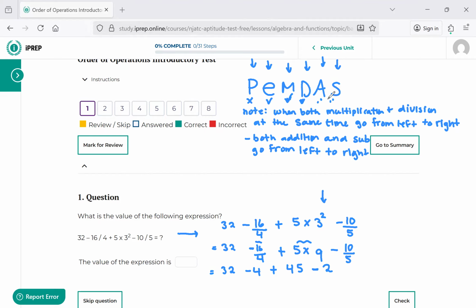Do we have addition and subtraction? Yes, we have both. So we said if we have both, go from left to right. So you could just do one at a time if you want. What's 32 minus 4? 28, plus 45 minus 2. And then what's 28 plus 45? 73, minus 2. And then what's 73 minus 2? 71. Okay. So my final answer is 71.